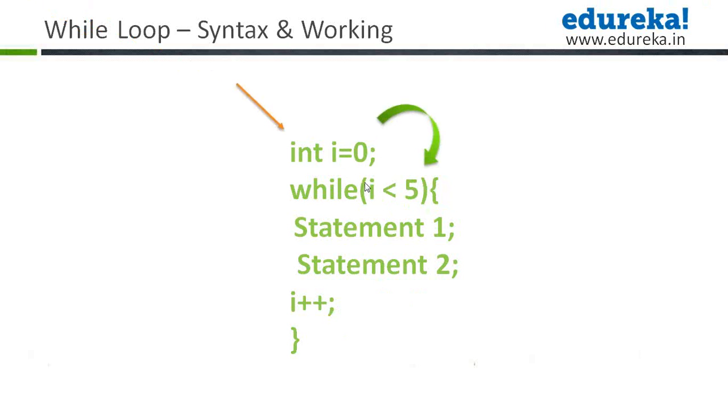So first of all, the variable is initialized, that is I equals to 0. Moving inside, it checks the condition. If the condition turns out to be true, it goes inside and executes the statements right here. After executing, it increments the value of I and then again checks the condition. If the condition is true, it will again go inside, come here, increment the value of I and then check the condition. It will get out of the loop as soon as the condition turns out to be false. So are you clear with it?